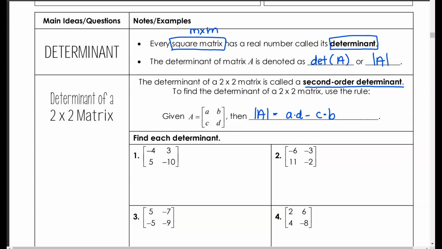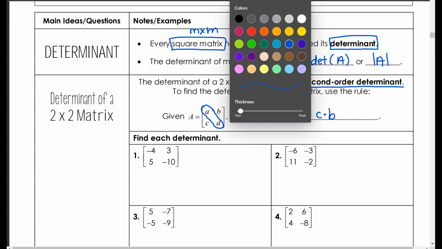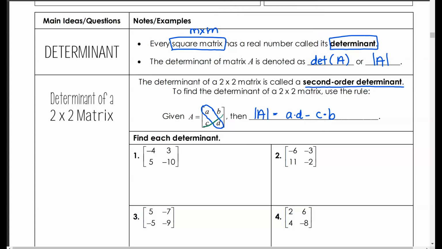In other words, we are taking the diagonals and multiplying them together. There's our ad, and then there's our bc, and then we're going to subtract them. Sorry, I said adding. We're going to subtract them from each other. So this is how we calculate the determinant. All right, let's take a look at a couple examples.